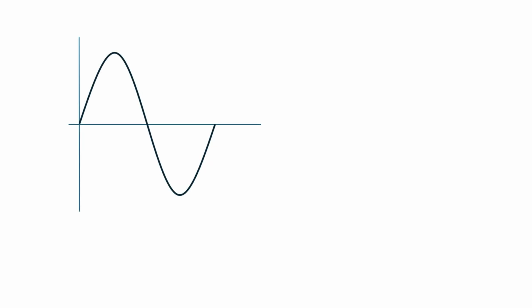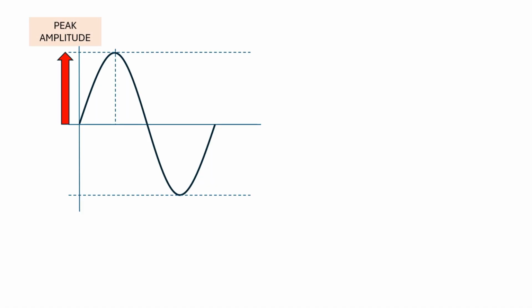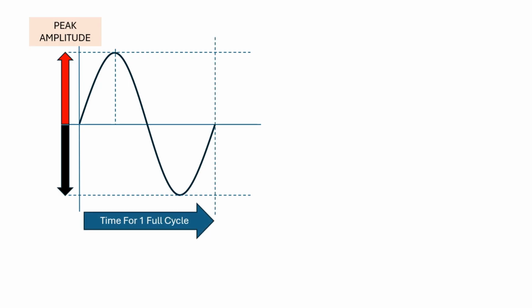Let's now look at some of the terms we use to define and measure an alternating wave. We have the maximum value that a voltage or current will reach at the very peak of the wave. We call this value the peak amplitude. It has both a positive peak value and a negative peak value, as a voltage or current changes polarity or direction in the circuit. It has the time taken for the wave to complete one full cycle in seconds or in fractions of a second. We call this the period.